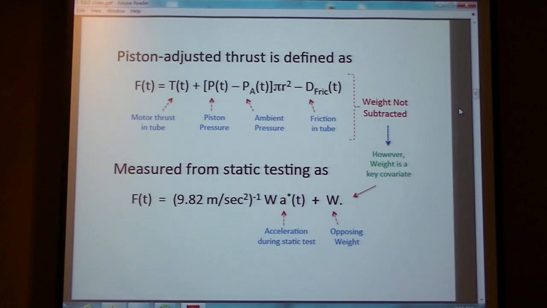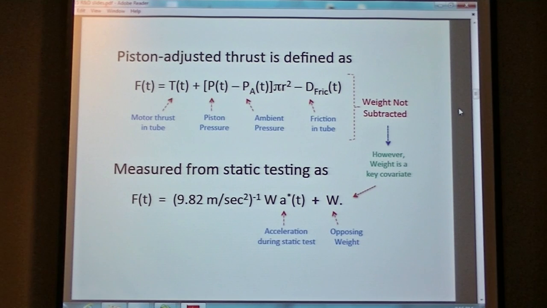But first we had to define what we meant by piston-adjusted thrust. It wasn't initially obvious, so we had to do a little bit of mathematics to figure out the right definition. What you see here is the result of our analysis: piston-adjusted thrust is most appropriately defined as the sum of the motor thrust in the tube added to the force due to piston pressure, subtracting the forces due to ambient pressure and friction in the tube.